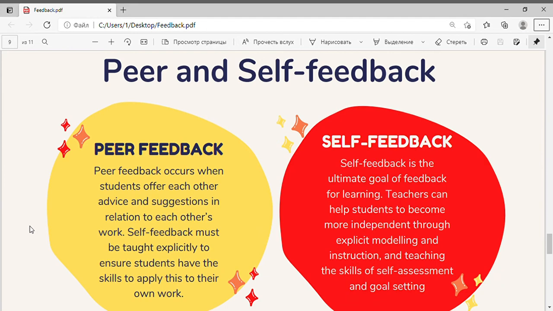Next is peer and self-feedback. Peer feedback occurs when students offer each other advice and suggestions in relation to each other's work. Self-feedback must be taught explicitly to ensure students have the skills to apply this to their own work. One way to facilitate peer feedback is through the use of structured peer conferences. This provides students with the opportunity to give and receive feedback about ongoing work, and the positive aspect is that students get to see other students' work, which can also deepen understanding of the learning goals.